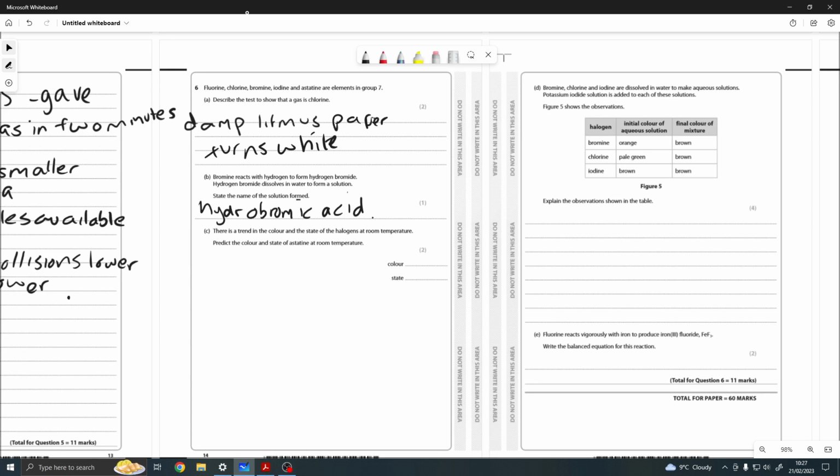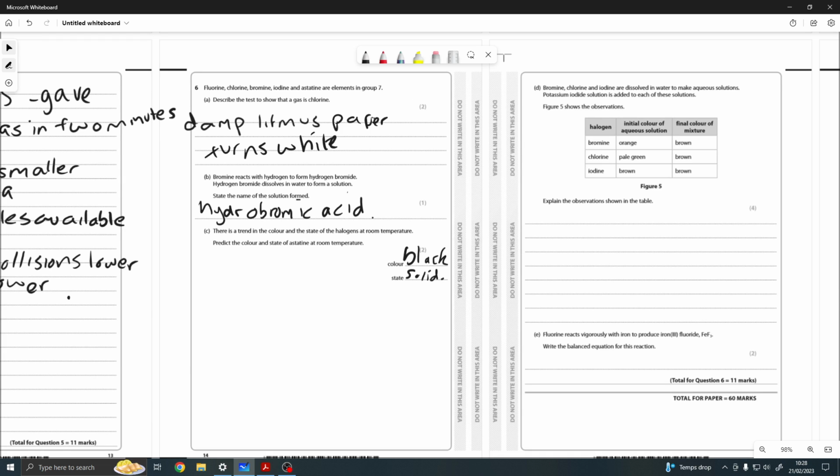There is a trend in colour and the state of the halogens at room temperature. Predict the colour and state of astatine at room temperature. Now, you should know that they start off with fluorine really pale green, and then of course you've got chlorine, which is pale green. You've got bromine, which is a reddy brown colour. It's not purple. Iodine, which is a purple, and then so obviously astatine should be very grey or black. And obviously it's gas, liquid, solid, so this is going to be a solid at the bottom there. Brilliant.